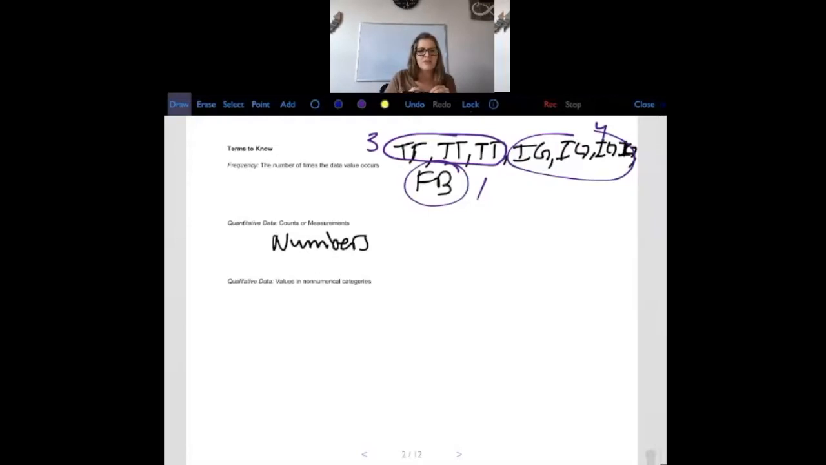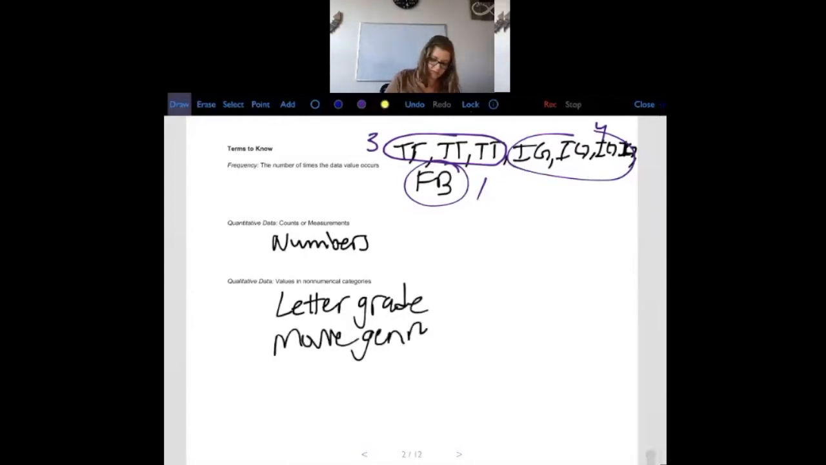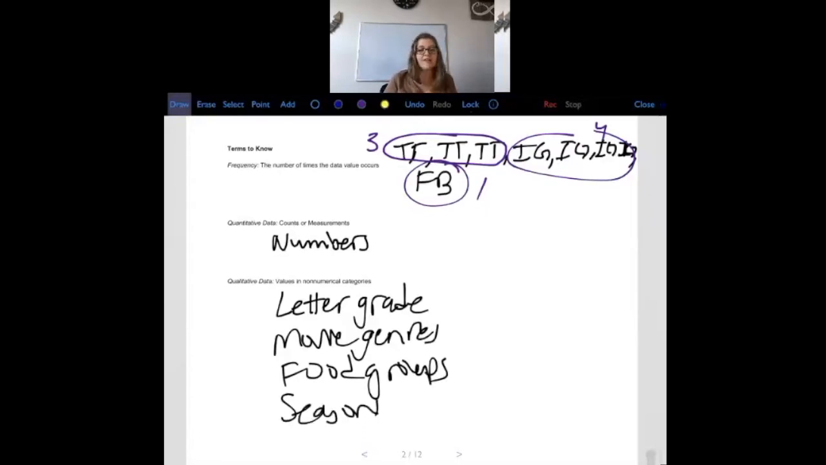Qualitative has to do with values in non-numerical categories or categorical data. So things like this could be letter grades, A, B, C, D, movie genres, food groups, seasons, spring, summer, winter, fall, things like that. So quantitative has to do with counts, qualitative has to do with categories, and then frequency is the number of times that a specific data value occurs.